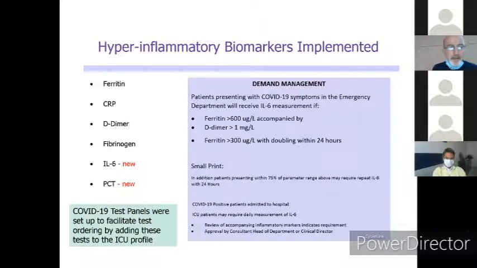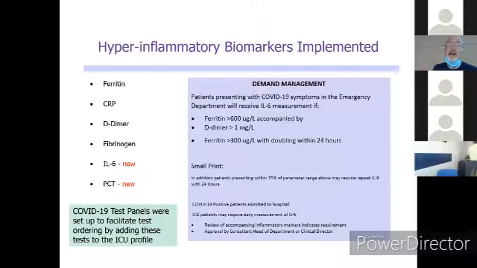Now, we eventually, towards the end of late March, early April, implemented these markers here. Ferritin, CRP, D-dimer and fibrinogen were available between chemistry and hematology. And we de novo set up IL-6 and PCT. And in fact, there is a poster, I believe, in the electronic space somewhere, which will describe that process for you.